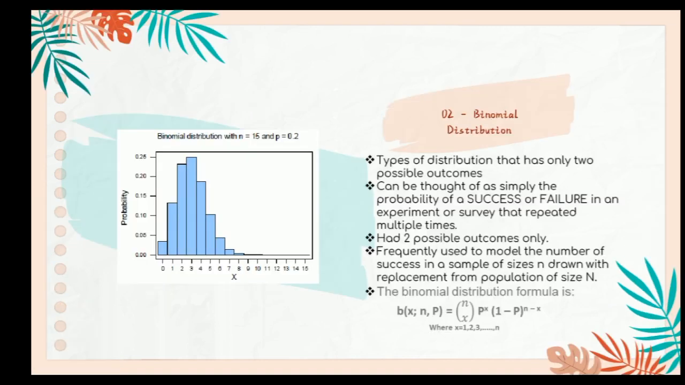The next one is binomial distribution. It is a type of distribution that has only 2 possible outcomes, and it can be thought of as simply the probability of success or failure in an experiment or survey that is repeated multiple times. It has 2 possible outcomes only, and it is frequently used to model the number of successes in a sample of size n drawn with replacement from a population of size n.